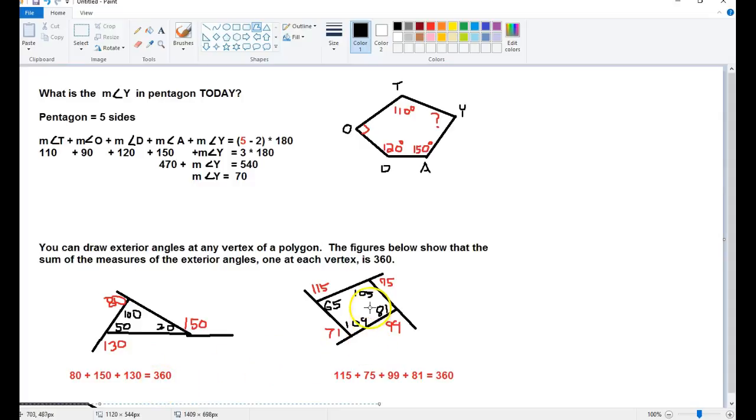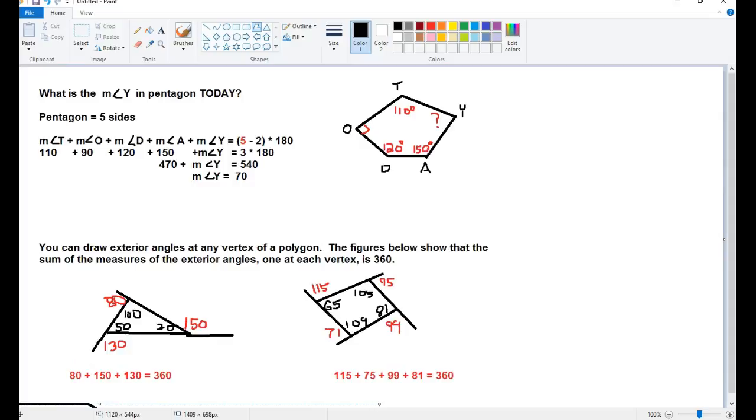Similarly, over here, if we have a quadrilateral, which is 4 sides, 65, 105, 81, and 109, this should equal 360. Then we take the exterior angles of each different one. So the exterior angle of 65 is 115, of 105 is 75, of 81 is 99, and of 109 is 71. Take these exterior angles, 115 plus 75 plus 99 plus 71 does in fact equal 360.